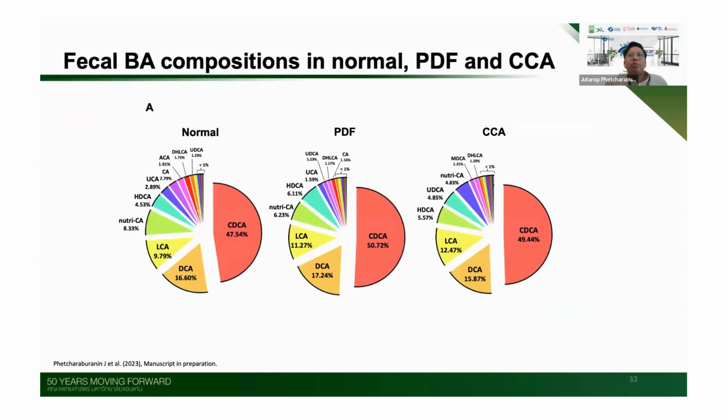So in these 3 groups of study that we have recruited the participants in, we have the normal, PDF, and CCA, as you know. The majority of the bile acid is CDCA, followed by DCA and LCA. But the 4th most abundant bile acid in normal, in comparison to PDF and CCA, started to differ from this step. So in normal, it's NuPCA. In PDF, it's NuPCA, whereas in CCA, it's HDCA.